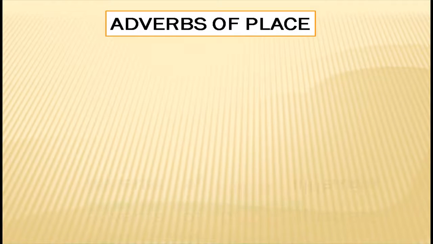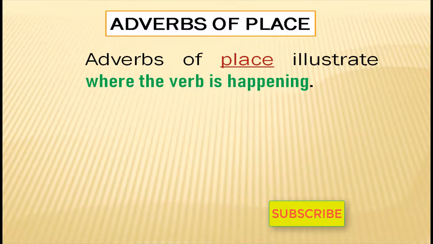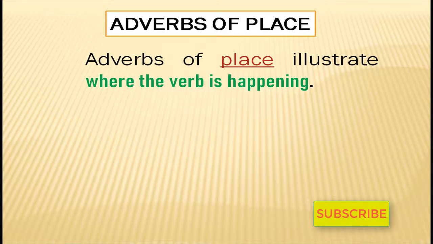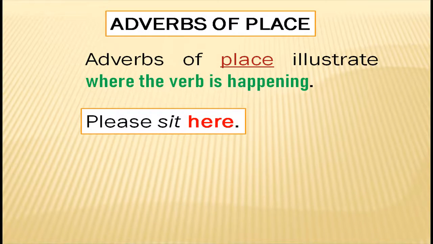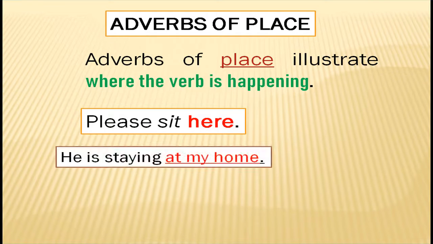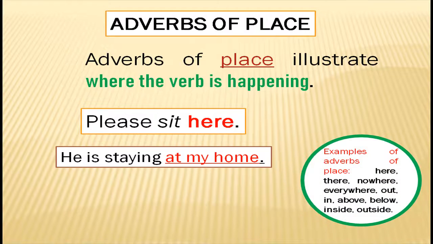Adverbs of place. Adverbs of place illustrate where the verb is happening. Please sit here. He is staying at my home. In these sentences, here and at my home express adverbs of place.